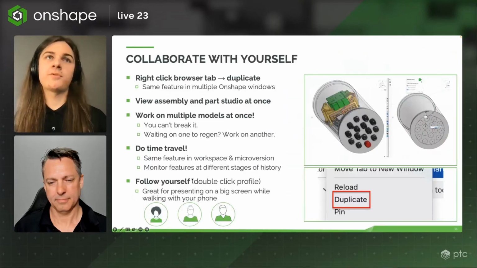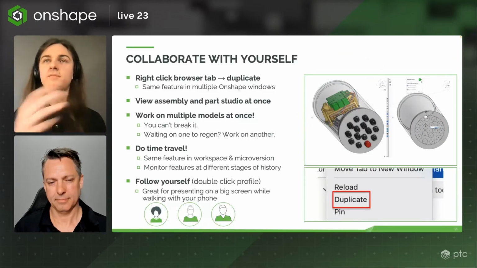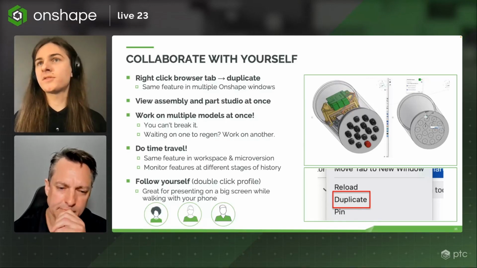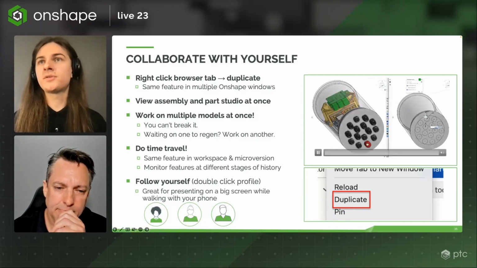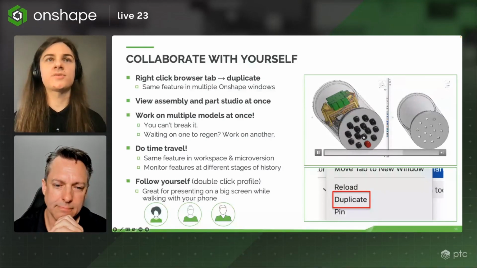Now, I also recommend collaborating with yourself. You can right-click your browser tab and select the duplicate option in order to duplicate the tab and get multiple windows of the same Onshape document. This lets you, for example, view the part studio and the assembly at the same time. So after you edit your sketch and accept it, you can see it update in the assembly right away. This is a great way of tweaking things and getting things to fit just right.